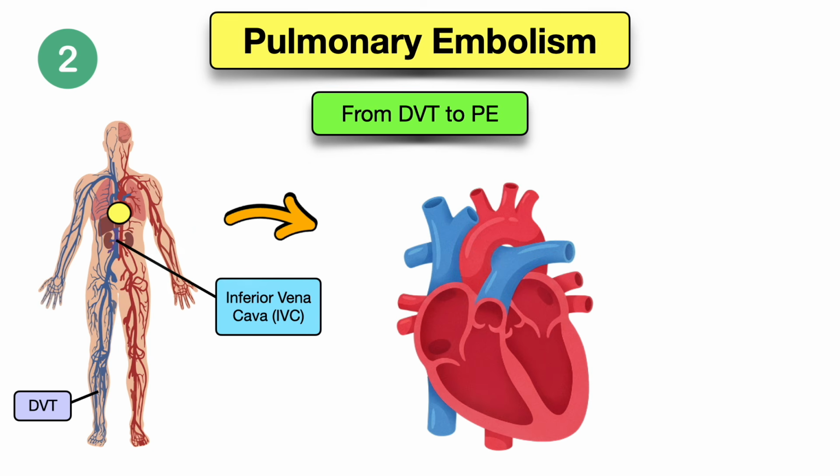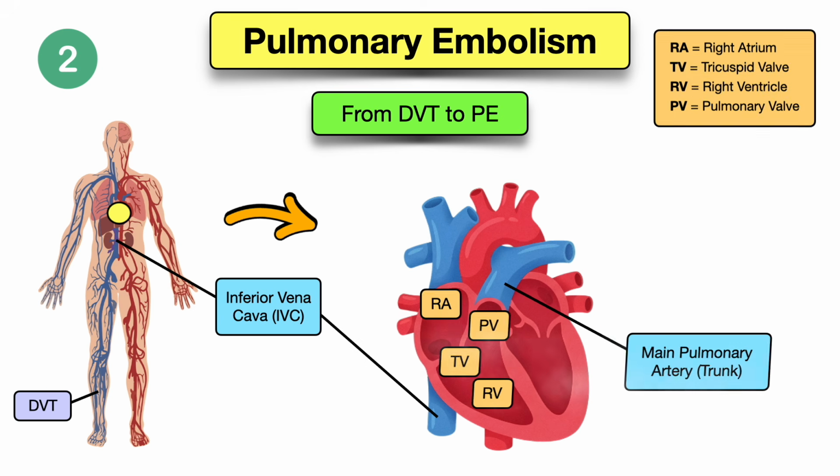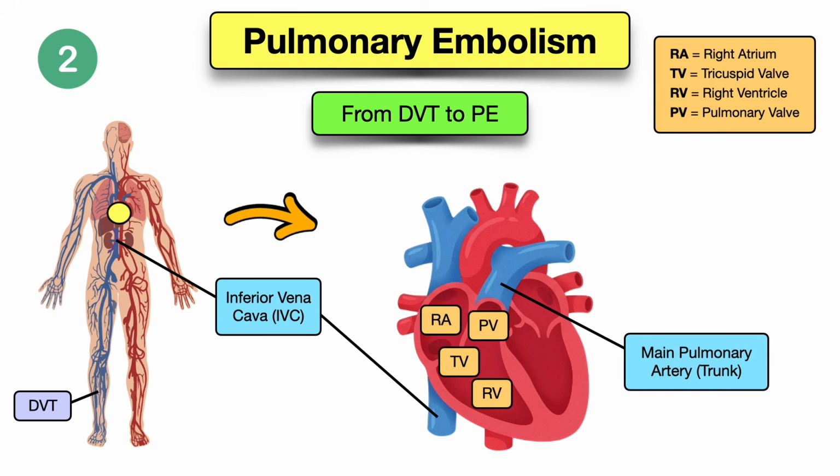Let's now zoom in on the heart. We can see the inferior vena cava at the bottom connecting to the right atrium of the heart, labeled RA. So the blood clot that was traveling through the IVC enters the right atrium of the heart. The blood clot then travels from the right atrium through the tricuspid valve and enters the right ventricle.